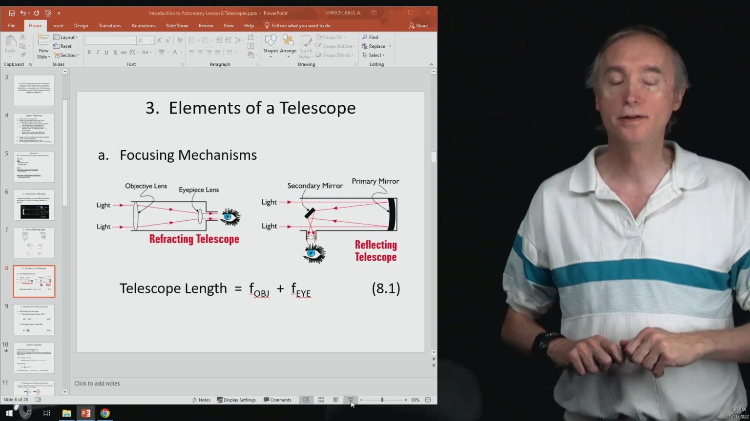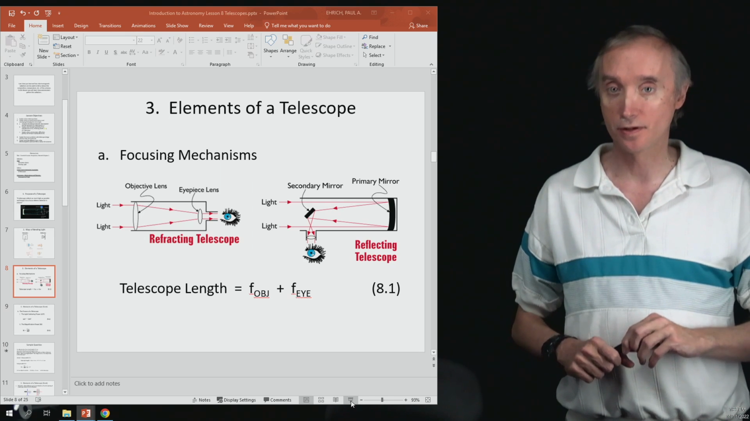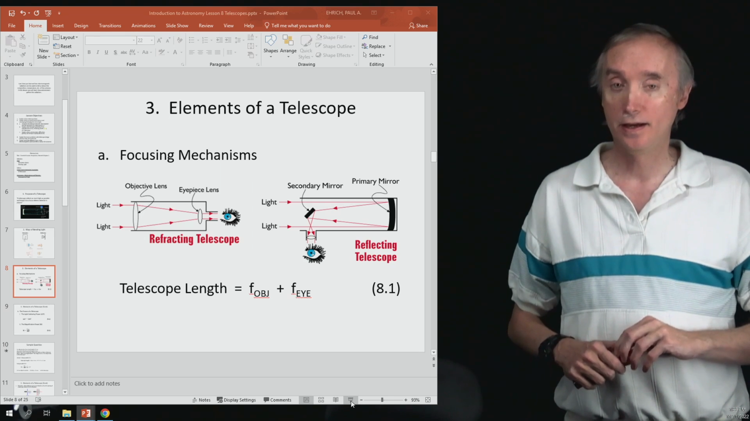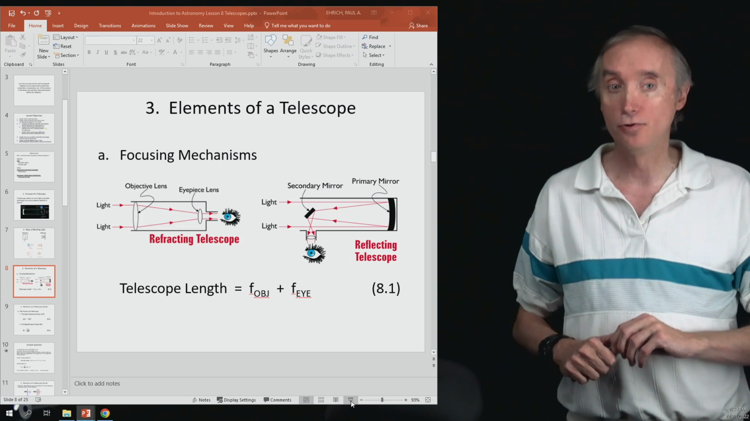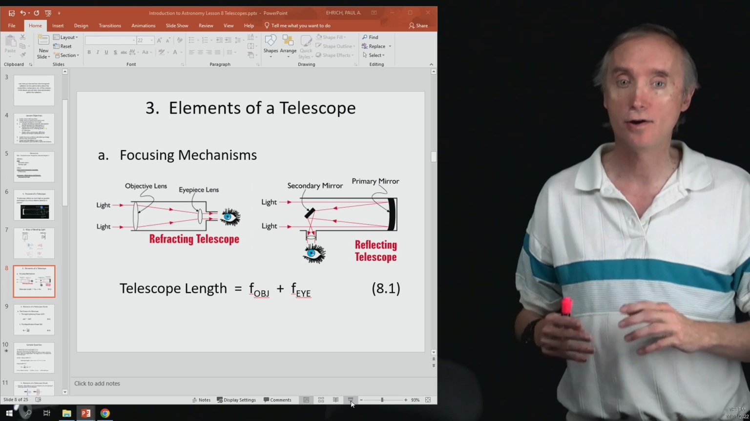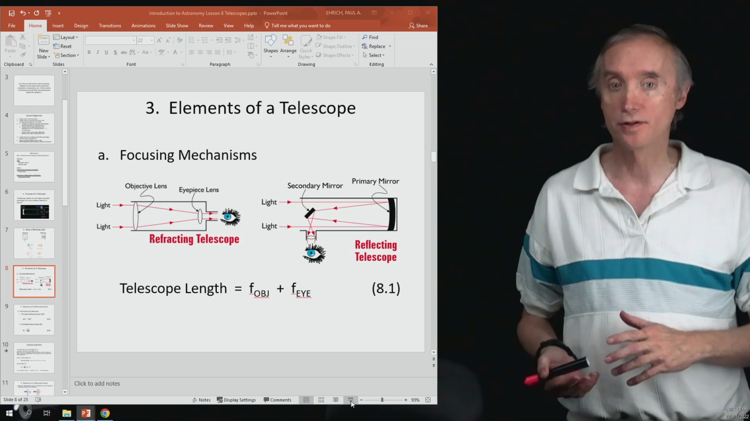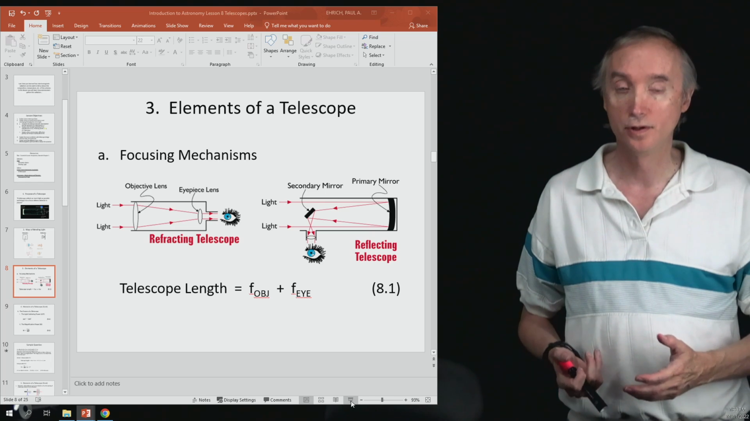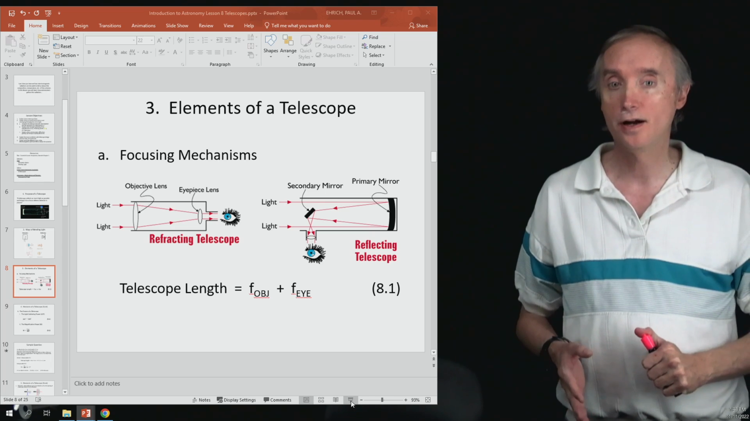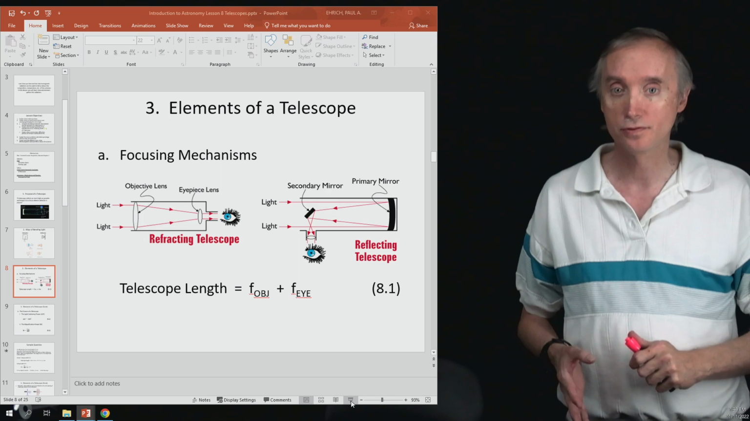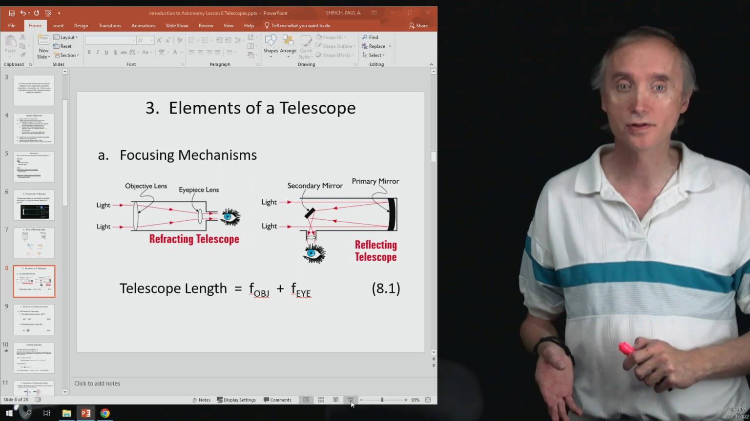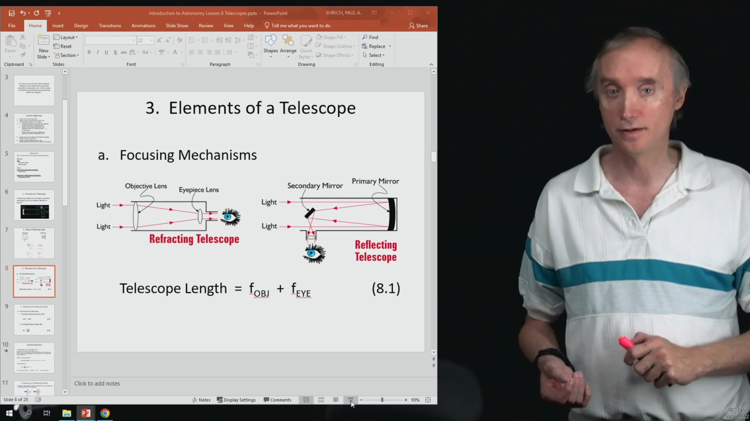Okay, I'm back, and now we want to talk about elements of a telescope. And the first topic is focusing mechanisms. So how is the light focused in a telescope? Well, there are two kinds of telescopes. You've got the refracting telescope and the reflecting telescope.